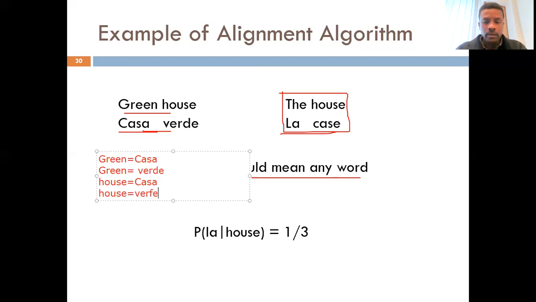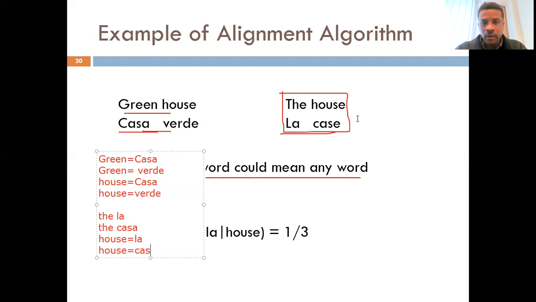Then, when we come to the second one, on the other side there can be "la", there can be "casa". House can be "la", then house can be "casa". Now have a look at the commonality. What commonality do we have here? What do you see? What do you see, Yeshuas? Yeshuas?